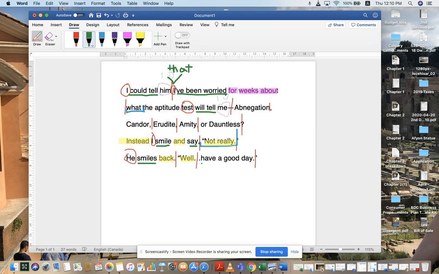Now, here is a predicate, and notice there is no subject. And you may say, well, that's kind of weird. No, it isn't, because there is, and this is implied. It's you.